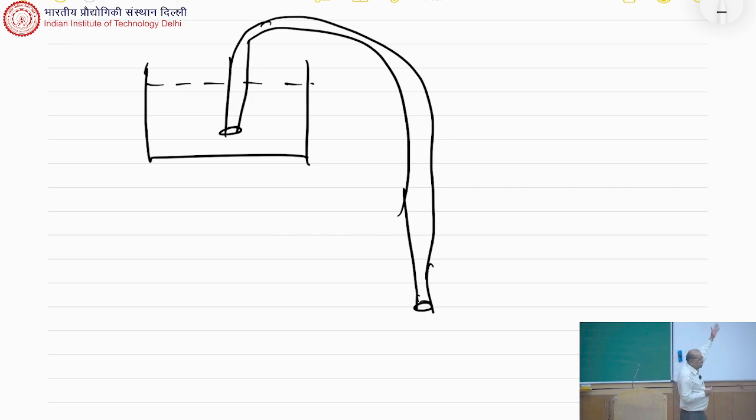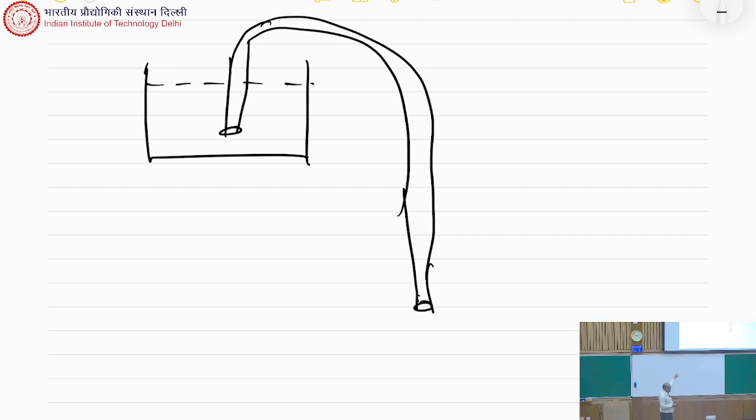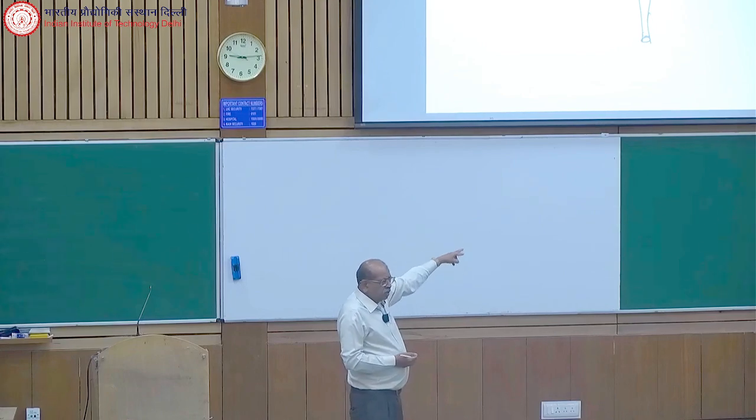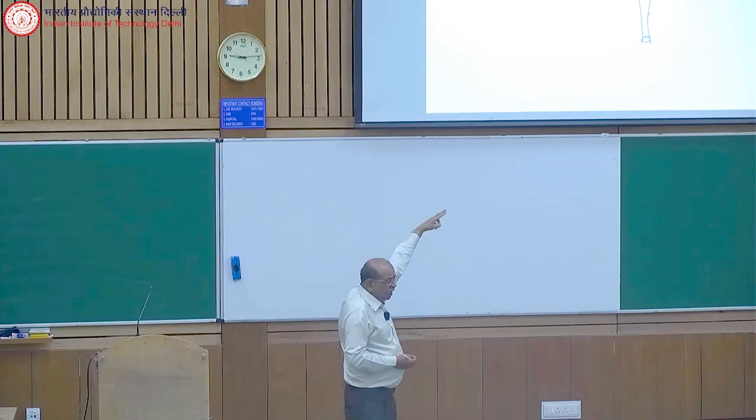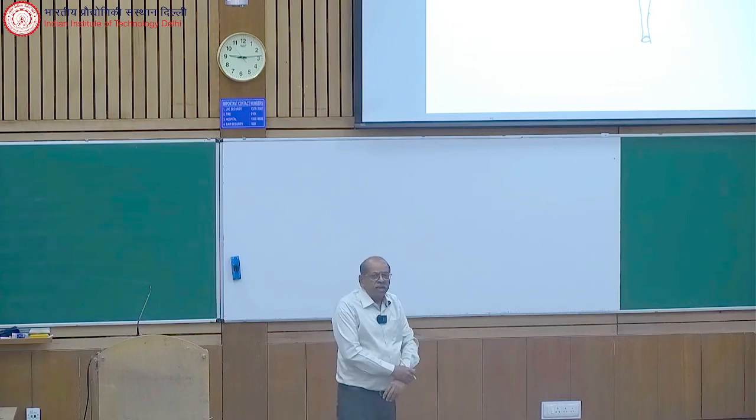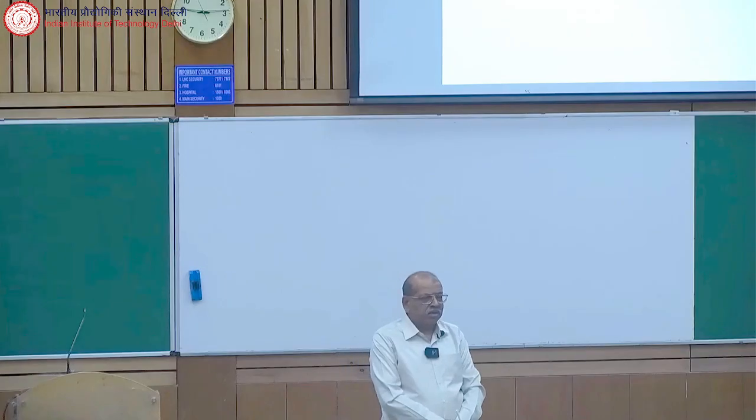There is a tank of fluid, a beaker of fluid, in which a tube is put, and the other end of the tube is somewhere which is at a level lower than this. Has anyone seen this situation anywhere?